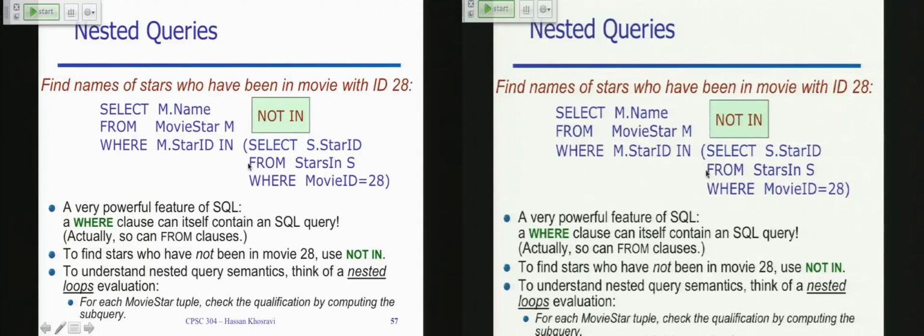You can have the nested query as part of the where clause. You can also have it as part of the from clause. To understand nested queries, what this is going to do is, for each movie star tuple, check the qualification by computing the subquery. So for each tuple, it's going to check based on this query whether the m.star ID is inside there or not.